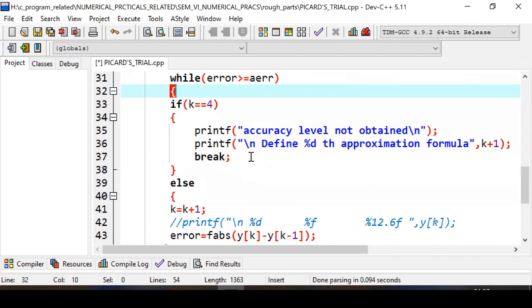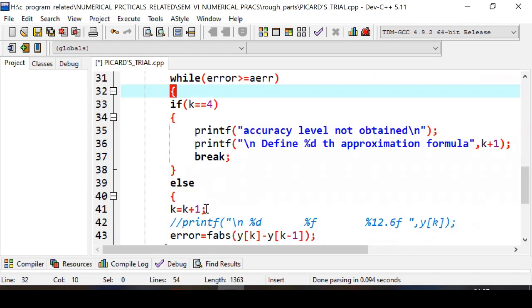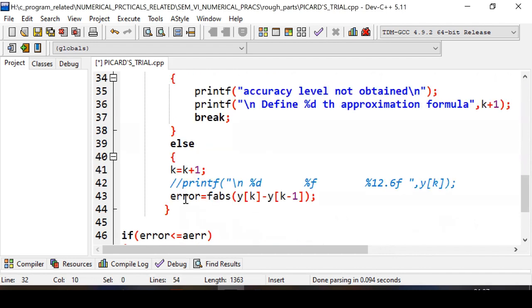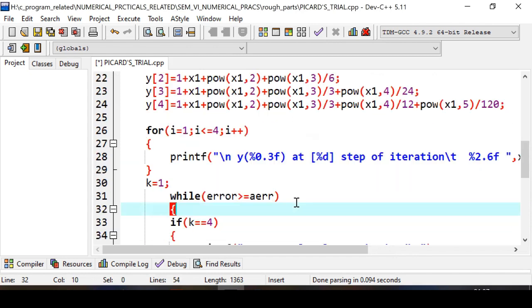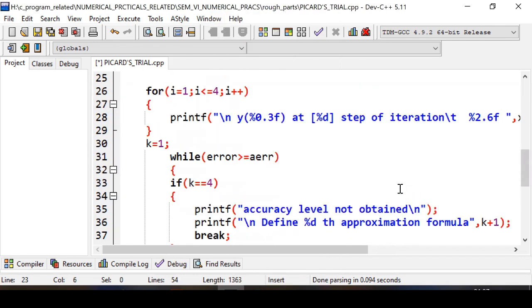Obviously it will run because it will be something greater than 0, and error we have initialized to be 1, so error will be greater than whatever arbitrary value will be coming here. But it will be better and more accurate if you give k equal to 1. So after k equal to k plus 1, it becomes k equal to 2. You are updating the variable error as the absolute value difference of y2 minus y1. Y2 you have already calculated and y1 also, so you are getting the value here.